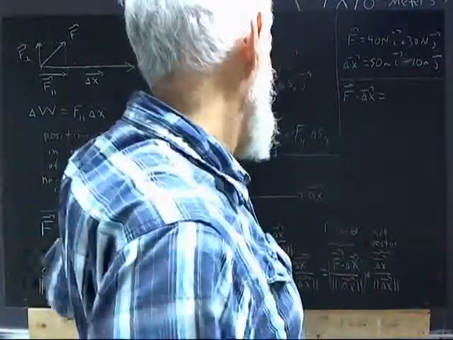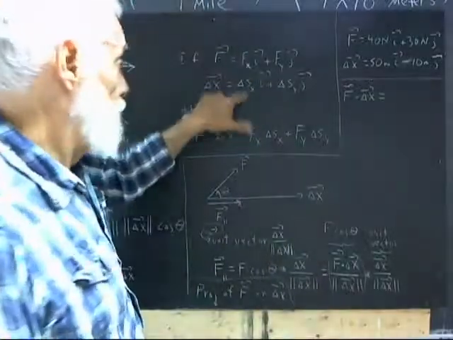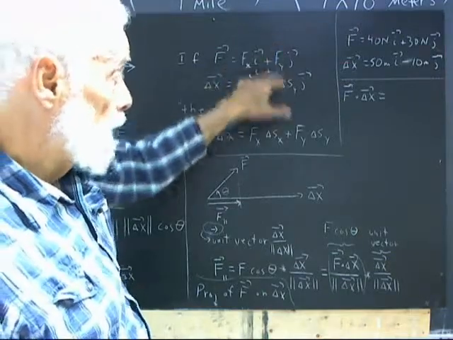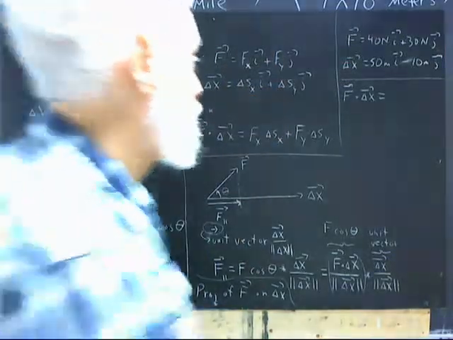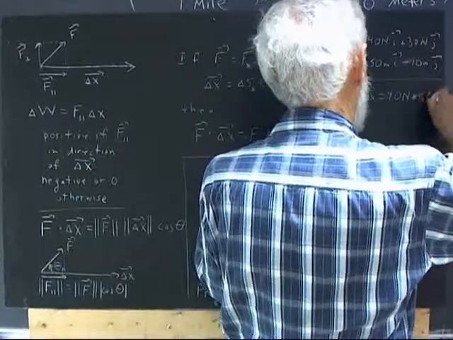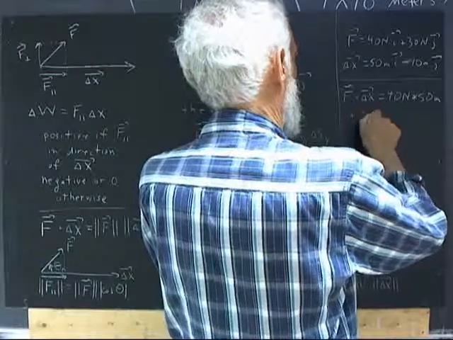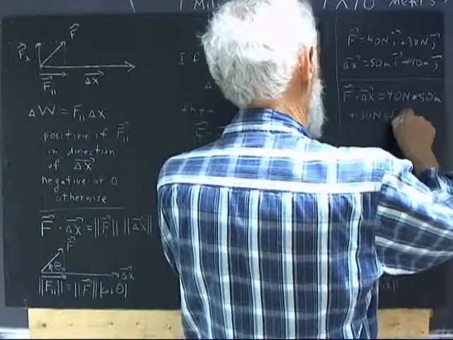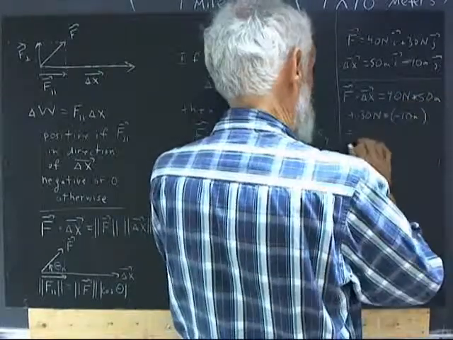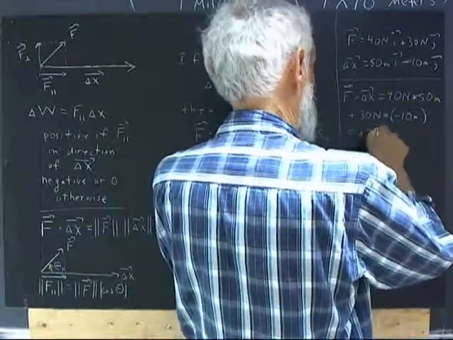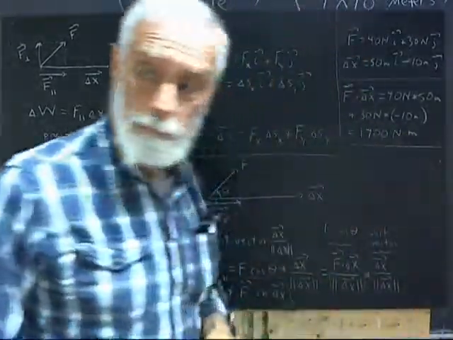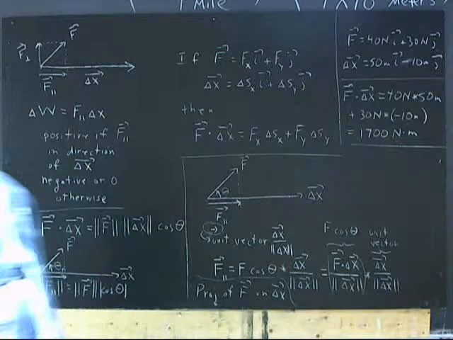Your F dot delta x is easily calculated, using what we used here: i component times i component, j component times j component. So we have 40 newtons times 50 meters plus 30 newtons times negative 10 meters, and that's going to be 2,000 newton meters minus 300 newton meters, which is 1,700 newton meters.